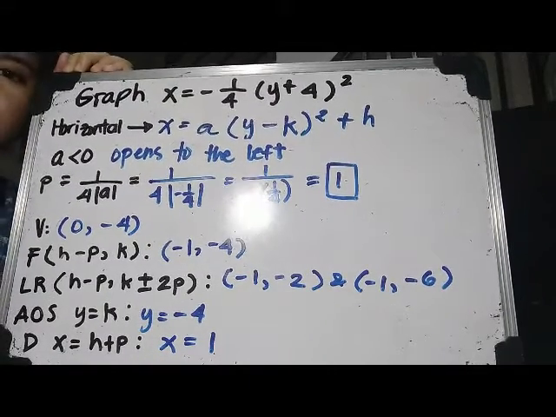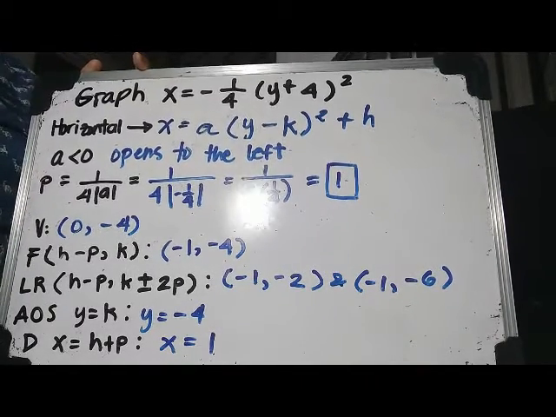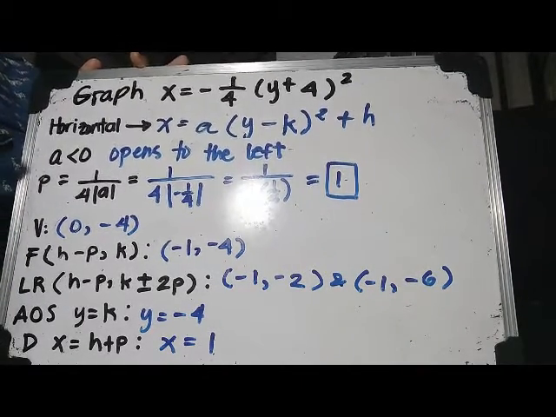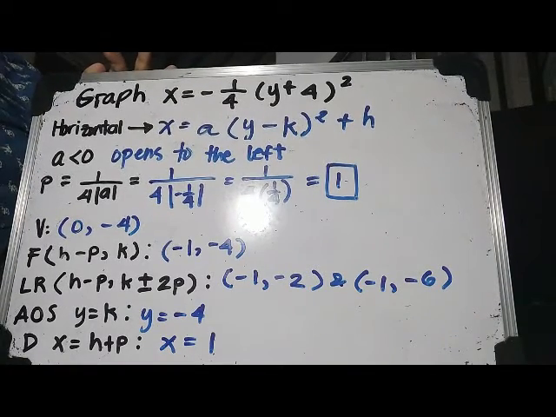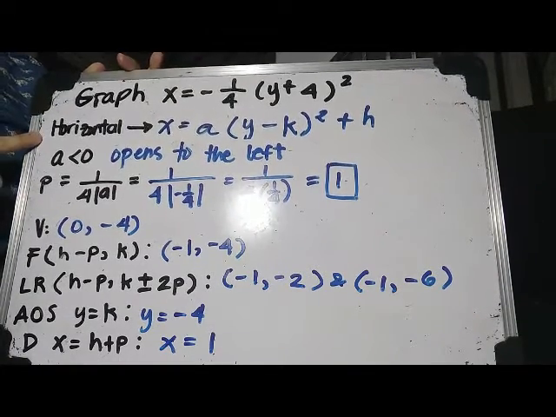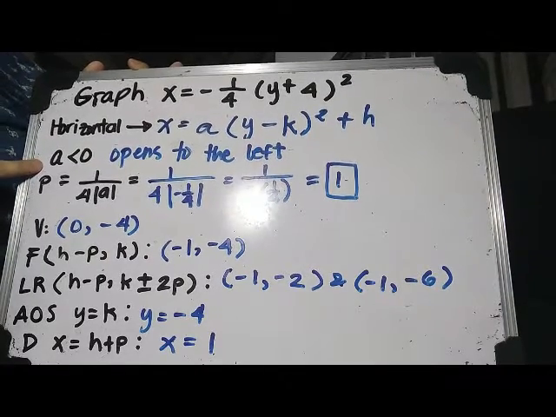Let's now graph x equal to negative 1/4 times y plus 4 quantity squared. From the vertex form of the equation, we could easily identify that it is a horizontal parabola, and since the coefficient a is negative, it is opening to the left.